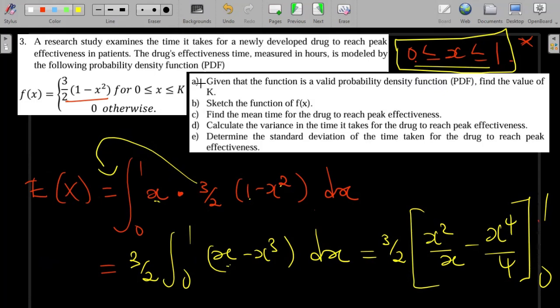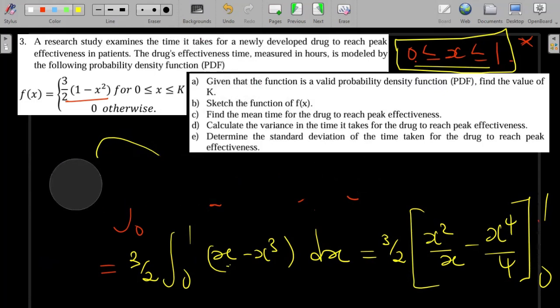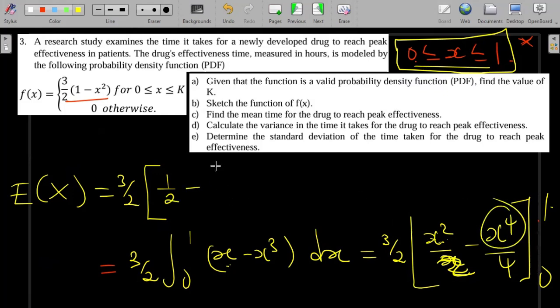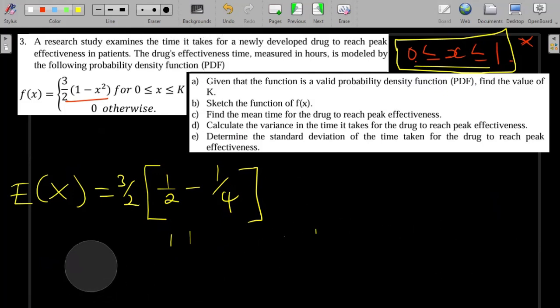So from there, what do I get? I just substitute 1 there, because if I substitute 0, I'm just going to get 0. So the expected value is equal to 3 over 2, and then I put 1 on the x squared there. So this is 2. I put 1 on the x squared, I get 1 over 2 minus, if I put 1 there, I get 1 over 4. So this is what I have. I don't have to substitute 0 because I'll just get 0.